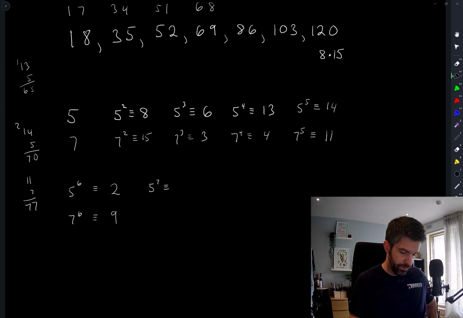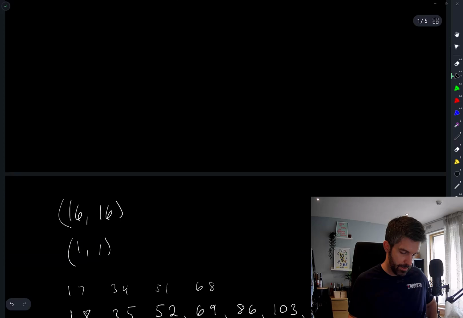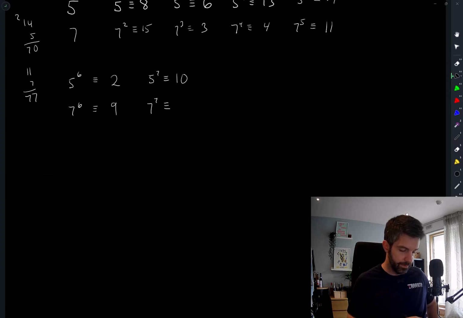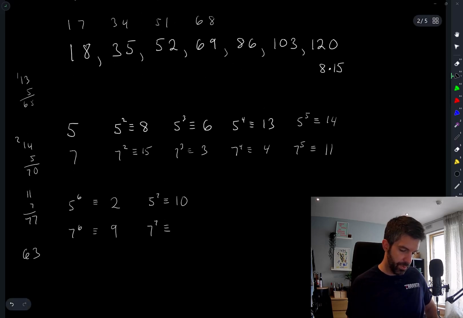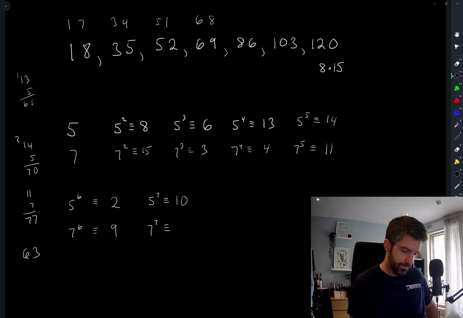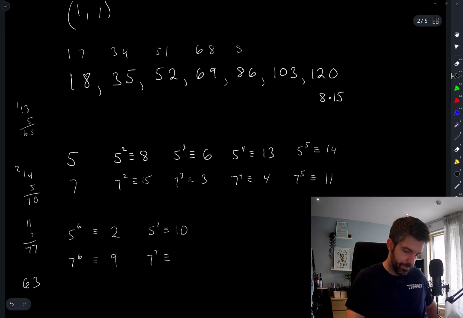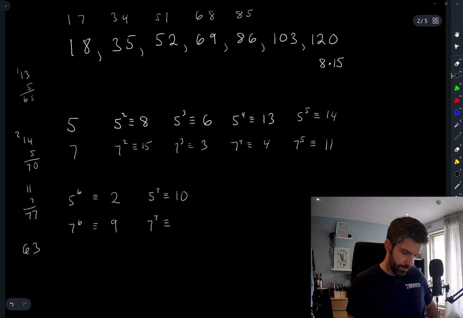5 to the 7 is equivalent to 10. 7 to the 7 is equivalent to, oh yeah, I didn't find the pair for 10 yet. This is really tedious. There's got to be a smart way of doing this, but not here. 9 times 7 is 63. 63 mod 17 is 12.